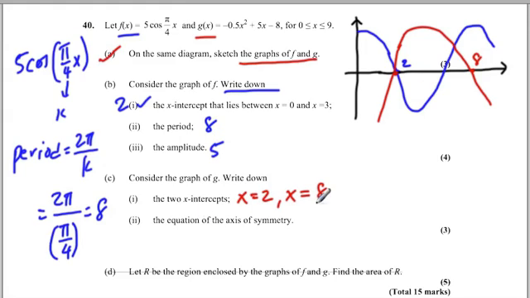The equation of the axis of symmetry. So this is 2 and that's 8. Really, the axis of symmetry should be halfway in between. So if one intercept is 2, one intercept is 8, then halfway in between 2 and 8 is actually 5, right? So 2 plus 3 is equal to 5, and then 5 plus 3 is 8. So the equation of the axis of symmetry is x equals 5. You don't have to do part D because that requires calculus, so we're not going to touch that.